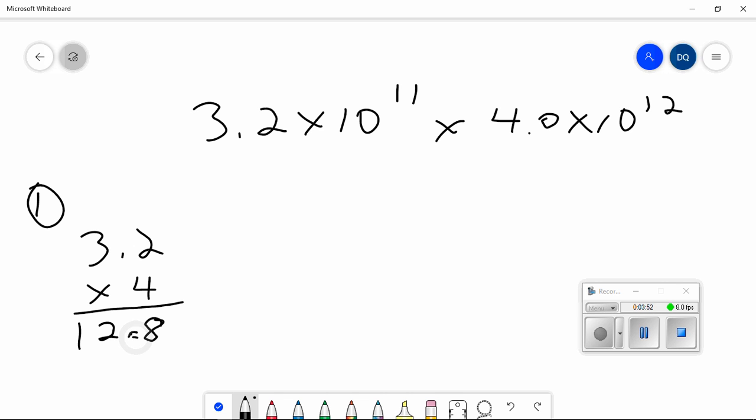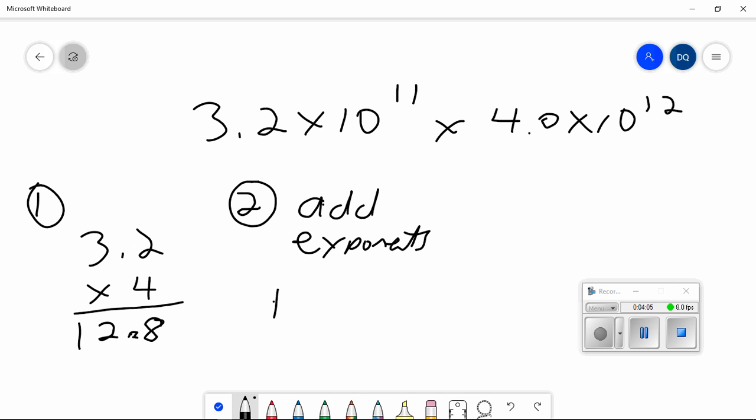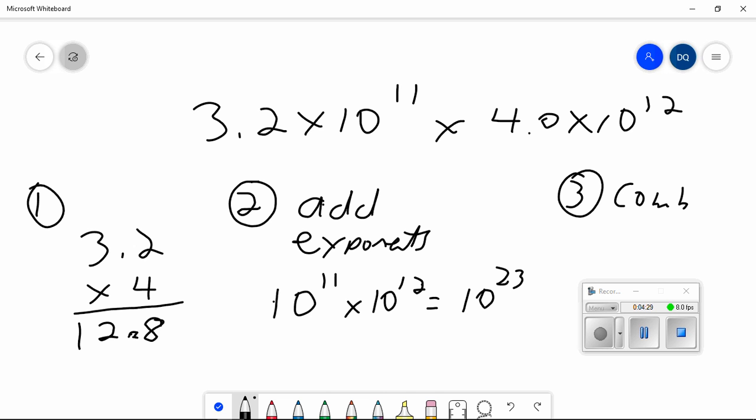That's step 1. Step 2, and this is a new tricky seeming step, add exponents. So we have 10 to the 11 times 10 to the 12. And the trick is we add the exponents. So 12 plus 11 is 23. So that's 10 to the 23. And then put it all together. So step 3 is combine them.